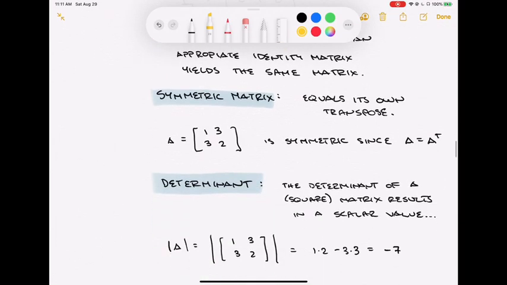A symmetric matrix is a matrix that is equal to its own transpose. This, of course, requires that the original matrix be square. Otherwise, you wouldn't be able to get equivalence of those two.